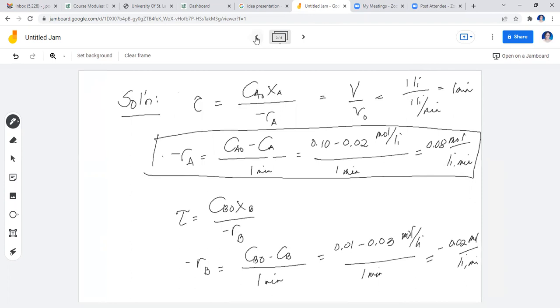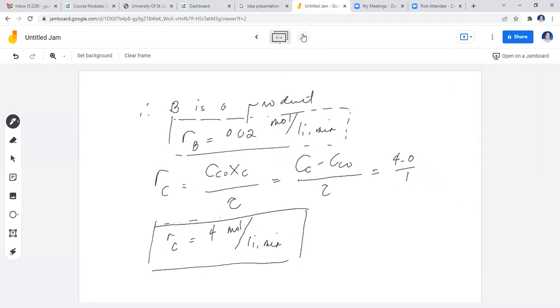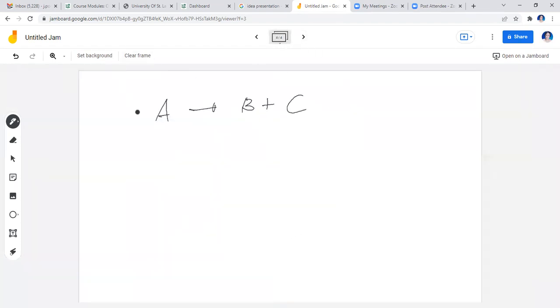But actually, we can determine the stoichiometric reaction based on the values of the rates that we have. So anybody who knows what should be written here? Or how do we determine what should be written here? Would you know how to write the correct coefficients here based on the rate?